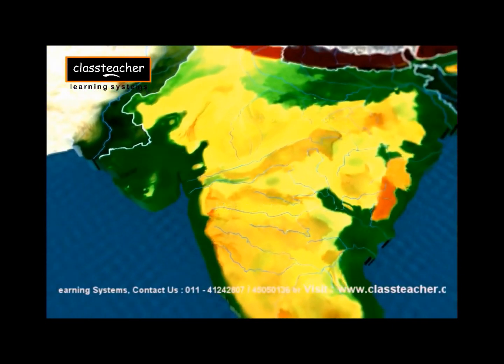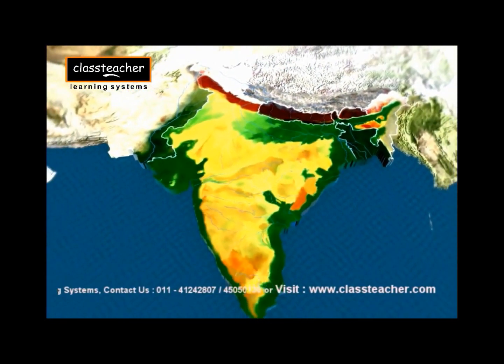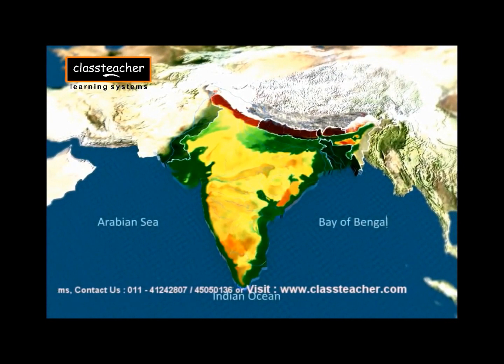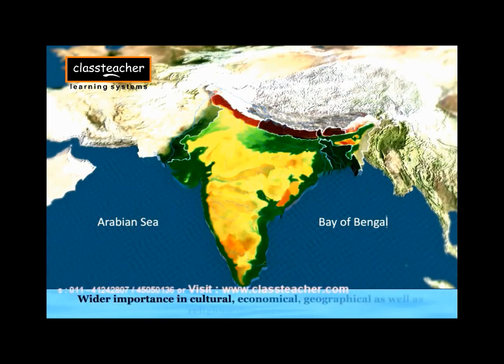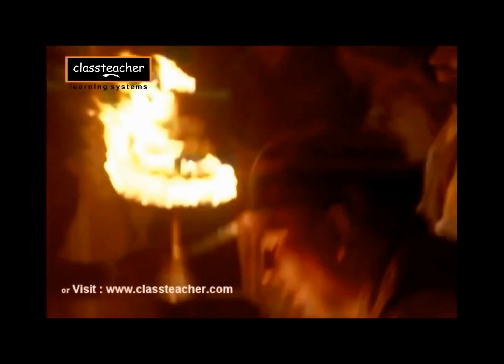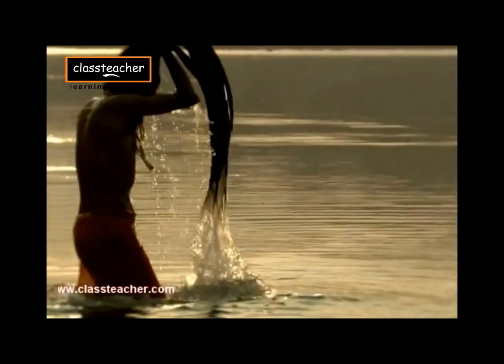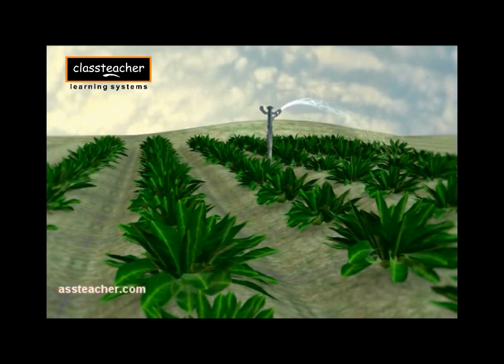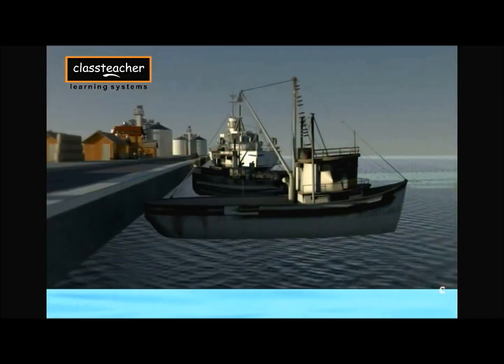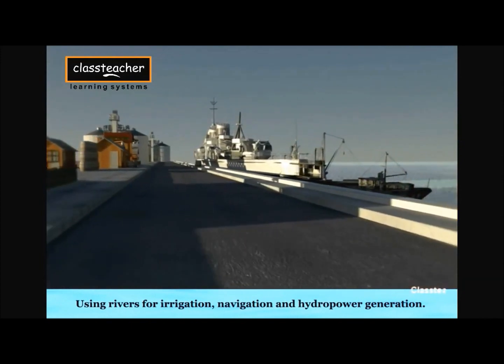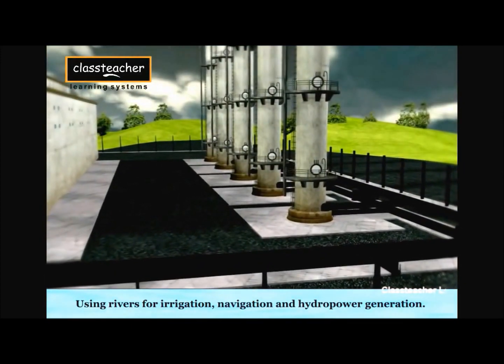Role of rivers in economy. Rivers form one of the most distinctive features of India. Amongst its many geographical marvels, they also carry a wider significance in cultural, economical, geographical, as well as religious developments. The rivers in India are considered as gods and goddesses. Rivers have been of fundamental importance throughout human history. Water from the river is a basic natural resource. Using rivers for irrigation, navigation and hydropower generation is of special significance, leading to a flourishing Indian economy.